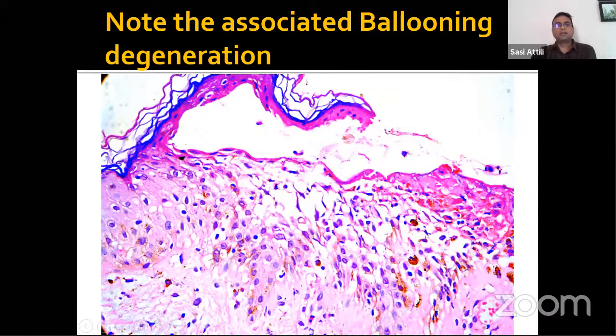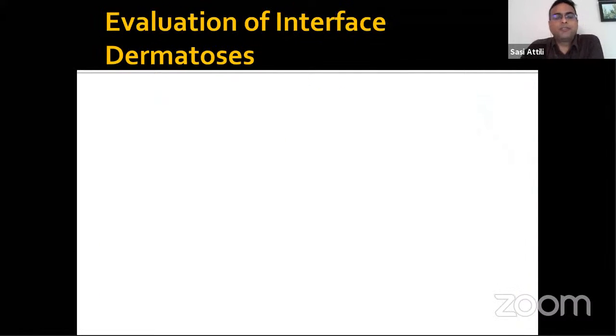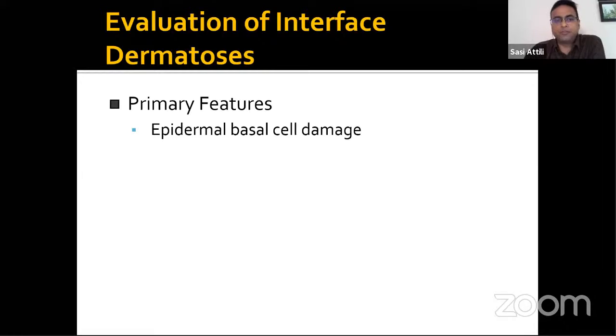Okay, right. So how do I evaluate interface dermatosis? Now, there are 2 ways in which I evaluate interface dermatosis. One is I look at the primary features, and the primary feature, as I've explained earlier, is epidermal basal cell damage. Now, what about the secondary features? So we need to look at the secondary features, and that is how we come to a diagnosis.